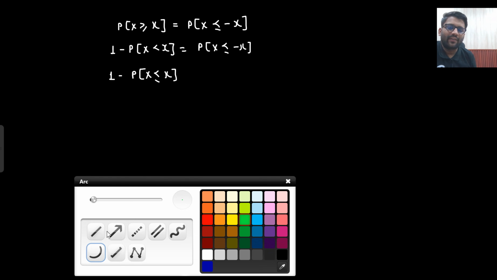If I have written down this particular thing, that means 1 minus probability of x taking value less than or equal to x. That means I am considering every value greater than x, not including the x, but actually I need to include the x as well. So what I need to do here is add the probability. Say yes or no. Are you able to understand this point?